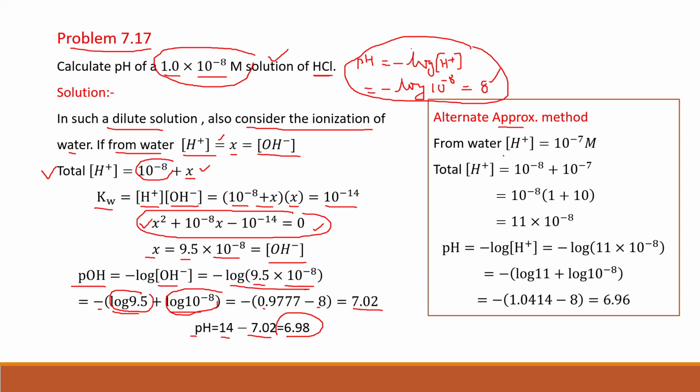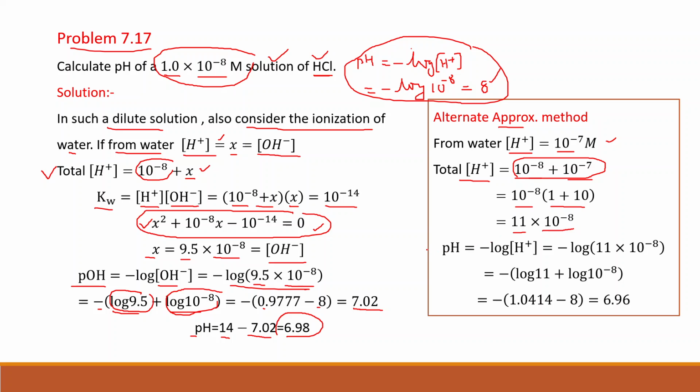So we can use an alternate approximate method. If we assume that in such a dilute solution the concentration of hydrogen ion from water is equal to 10^-7 M, like in pure water, then the total hydrogen ion concentration is 10^-8, which is from HCl, plus 10^-7, which is from water. And now in this case, we use scientific notation addition, which we have discussed in the first chapter. 10^-8 is common, so we get 1 plus 10, and if we solve it, this is 11 × 10^-8. This is the total hydrogen ion concentration.